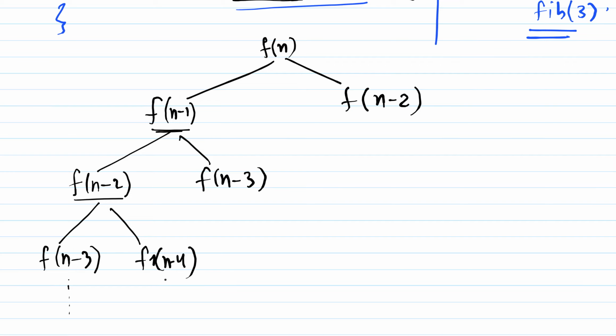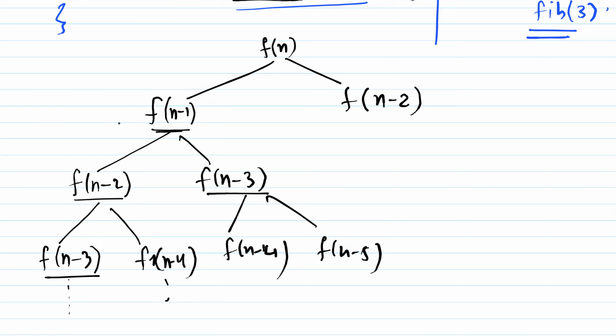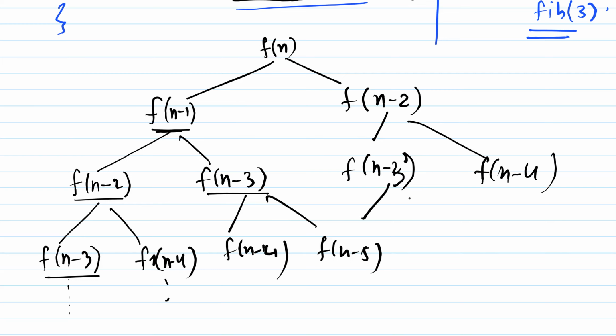And let's say after some time it returns. Then this will again call f(n-4) and f(n-5). And when this complete thing returns, this left-hand side will start expanding. So this will call f(n-2), f(n-3) and f(n-4), and this will again call f(n-4) and so on.